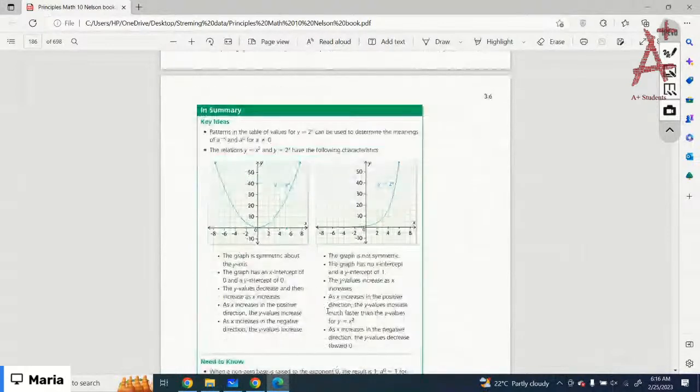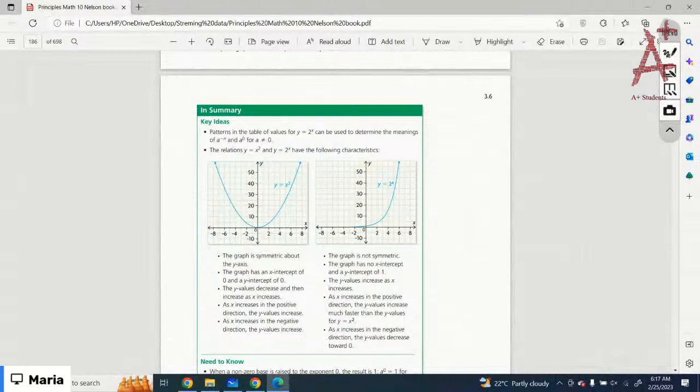Okay, here is the difference between the graphs of the parabola and the exponential graph. The patterns in the table of values can be used to determine the meanings. This is the graph of y equals x squared, and this is the exponential graph. Here are some points. The graph is symmetric about the y-axis. The graph of the parabola is always symmetric about the y-axis. But the exponential graph is not symmetric.